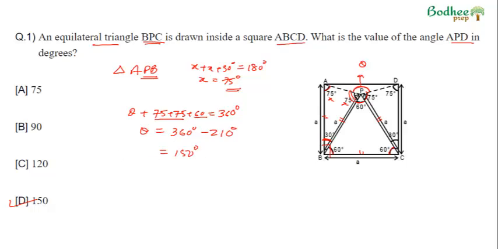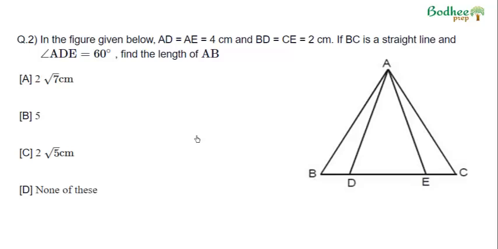Now let's move to the next question. Now here it says that in the figure given below, AD and AE are 4 centimeter each, and BD and CE both are equal and they are 2 centimeter each. Now if BC is a straight line and the angle is given, we have to find the length of AB.